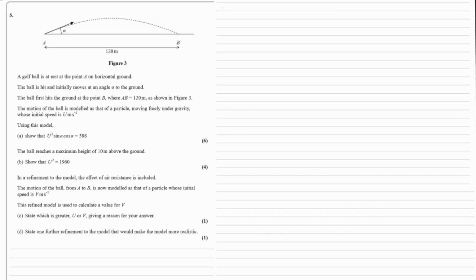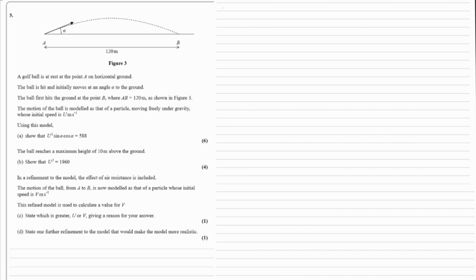This question says a golf ball is at rest at the point A on horizontal ground. The ball is hit and initially moves at an angle alpha to the ground. The ball first hits the ground at the point B, where AB is equal to 120 meters, as shown in figure 3. The motion of the ball is modeled as that of a particle moving freely under gravity whose initial speed is u meters per second.